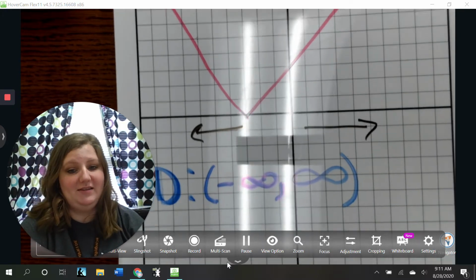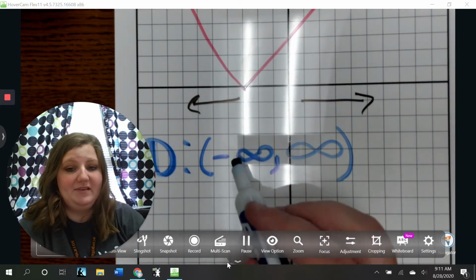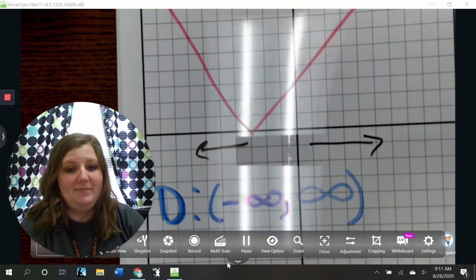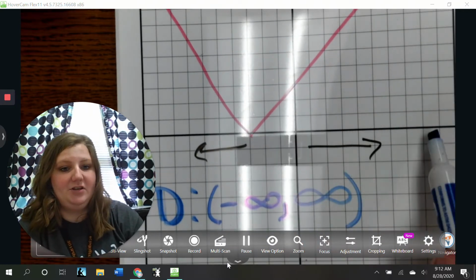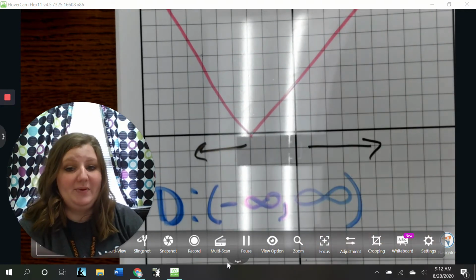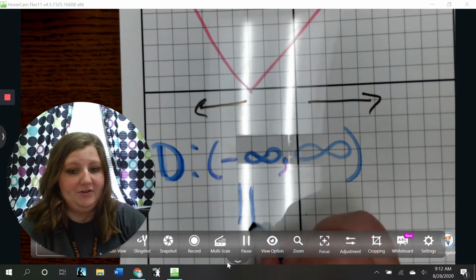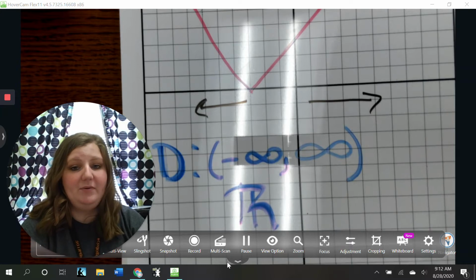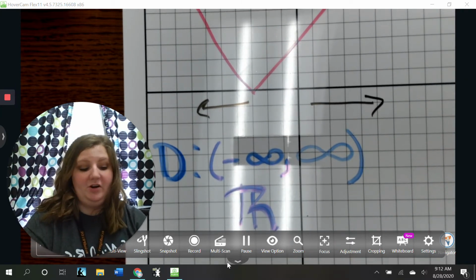So that would be our domain. You can also write this in a couple of different ways. Negative infinity to positive infinity means all numbers work in our domain. It means that you could plug in any x value and have a point on our graph. So because of that, our domain would be all real numbers, which is that R with the 2 lines on the side. So that would be our domain. We can also look at our range.